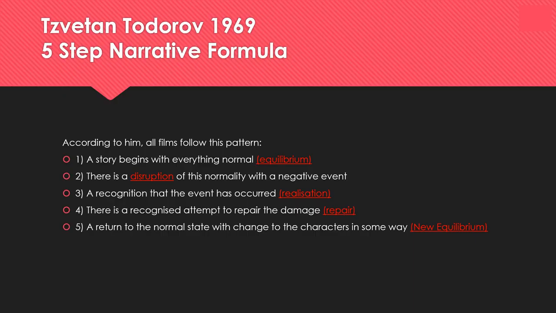So there's 5 steps. Each story begins with everything normal. There is a disruption of this normality. Then they realise that something's happened. There's a recognised attempt to try and repair that damage. And then a return to the normal state with a change in the characters in some way. So the 5 stages have got names: equilibrium, disruption, realisation, repair, and new equilibrium.